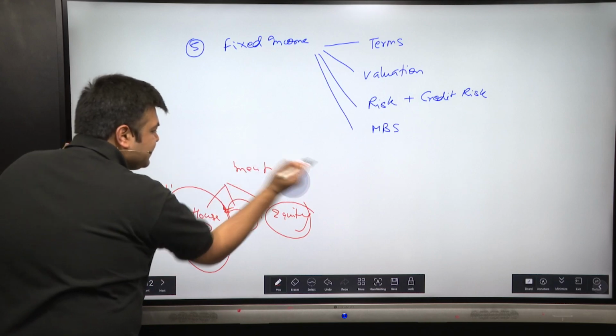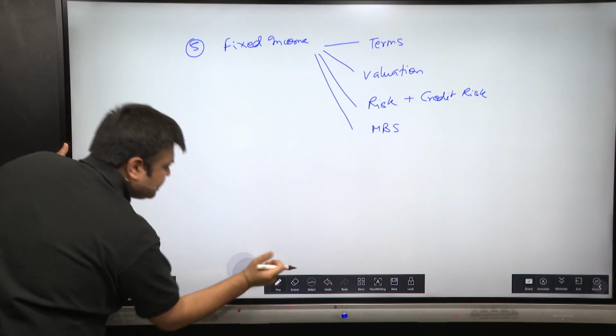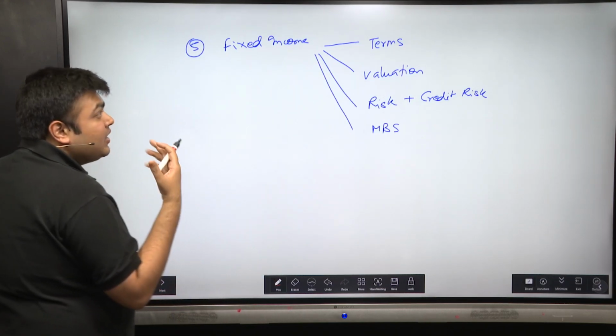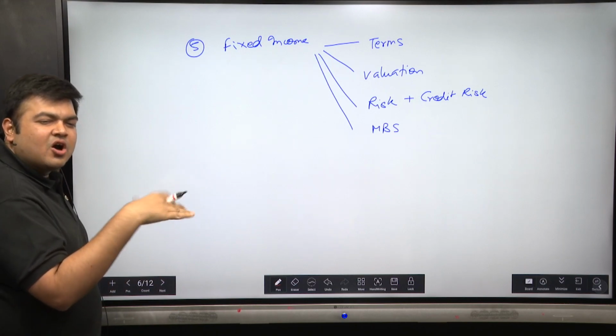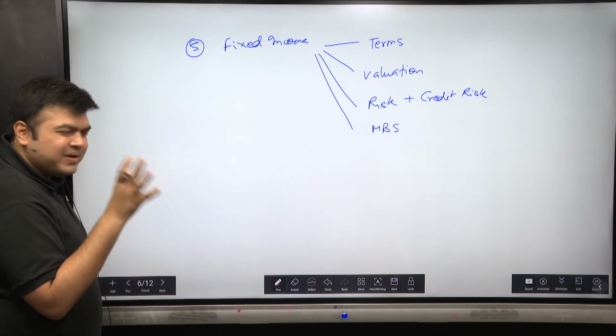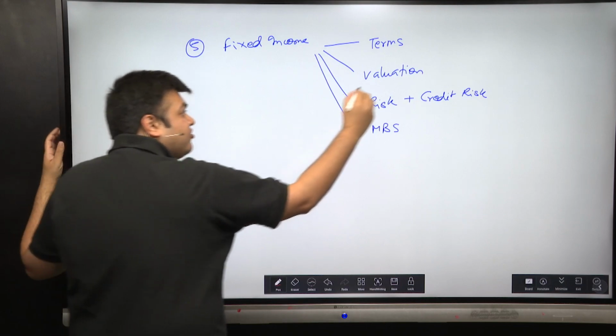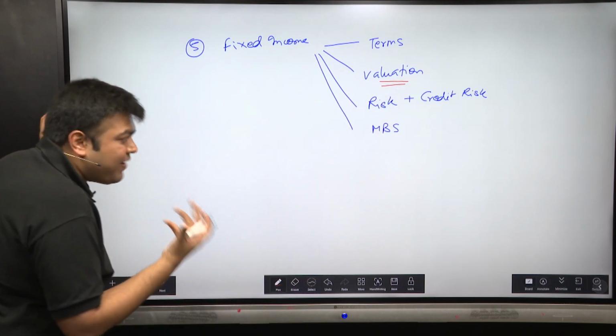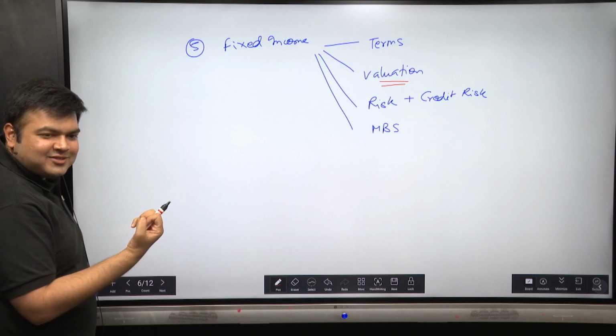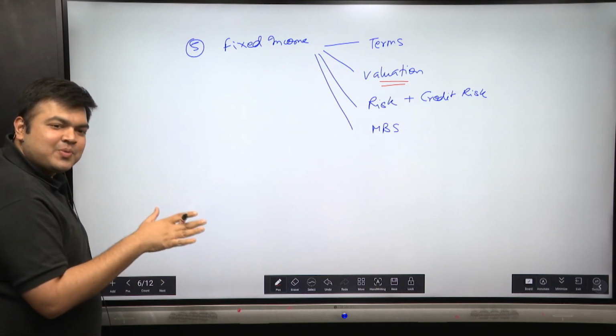Fixed income is obviously very, very numerical in terms of the subject. So first we understand terms, what are bonds, government bond, corporate bond, and all of those basic terms. This is very interesting, your valuation. The value of anything is the present value of future cash flows. This is what I'll teach you in the first class when we do time value of money.